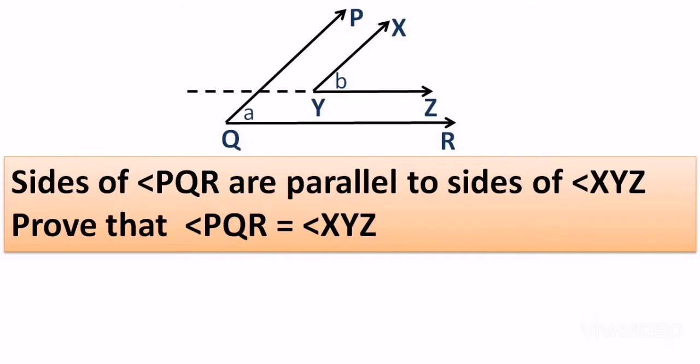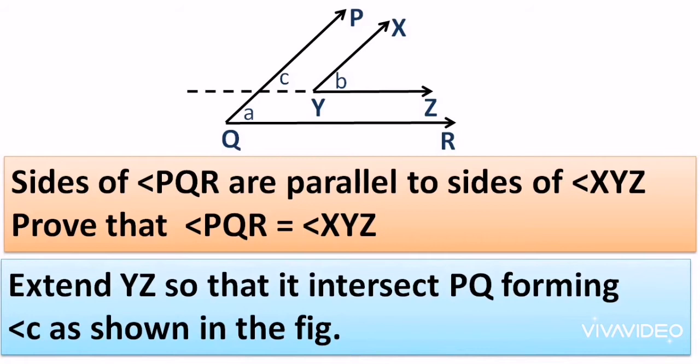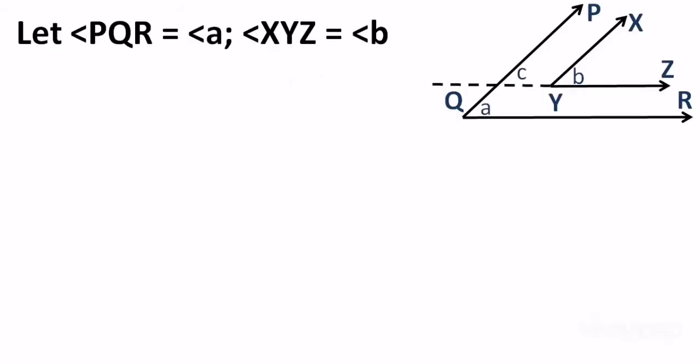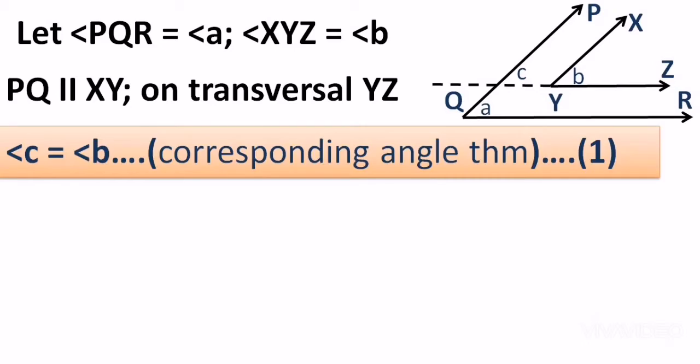Once you prove A equals B, that means you are proving angle PQR equals XYZ. The way I told you, I have extended YZ towards PQ, intersecting PQ at some point and making the angle C over there. Keep it in mind. So in the diagram, I have considered three new angles. C is the angle made due to the extended part of YZ, and A and B are the angles considered by us, and my target is to prove angle PQR congruent to angle XYZ, that is angle A equals angle B.